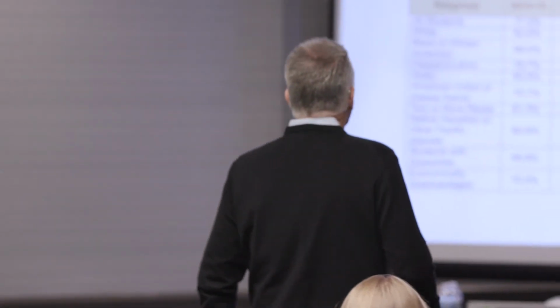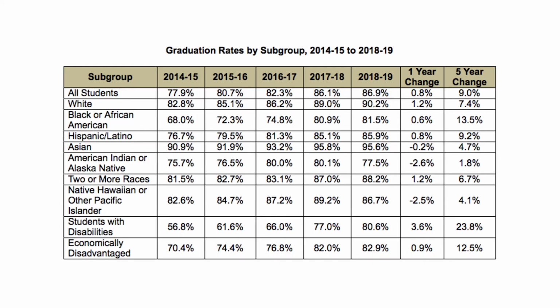I have one more to show you and then let you go. These are graduation rates by subgroups over a 5-year period of time. 1, 2, 3, 4, 5. 1-year change and 5-year change. These are 4-year uniform graduation rates, meaning finished in 4 years and passed the assessments necessary to graduate. Okay? Let's take a look at a 5-year change.